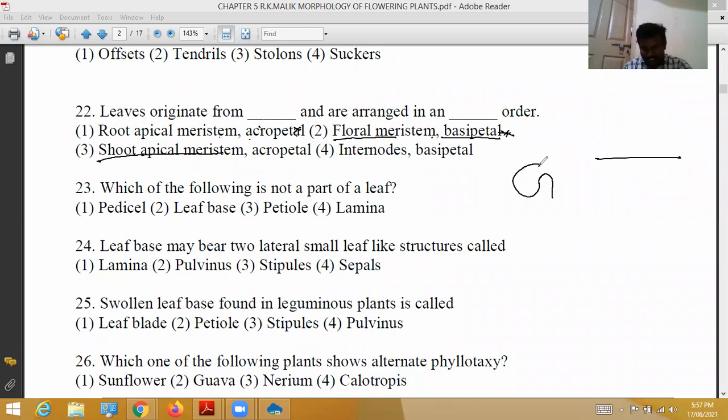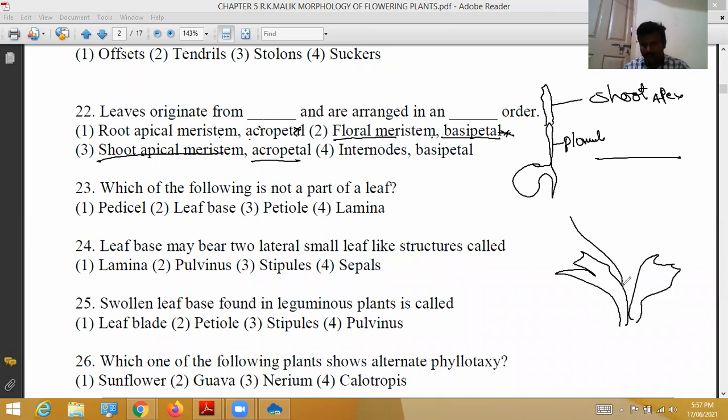When the seed germinates above the ground, this is the plumule. This plumule gradually turns into a shoot apex. It grows day by day and forms the stem. Shoot apical meristem and acropetal. Leaves are arranged in acropetal order means old leaves fall off this way. Flowers are also like this. The old one falls off, the new one is formed. From down, the old one falls off; from upside, the new one is formed. This is called acropetal order. So leaves originate from shoot apical meristem and are arranged in an acropetal order.